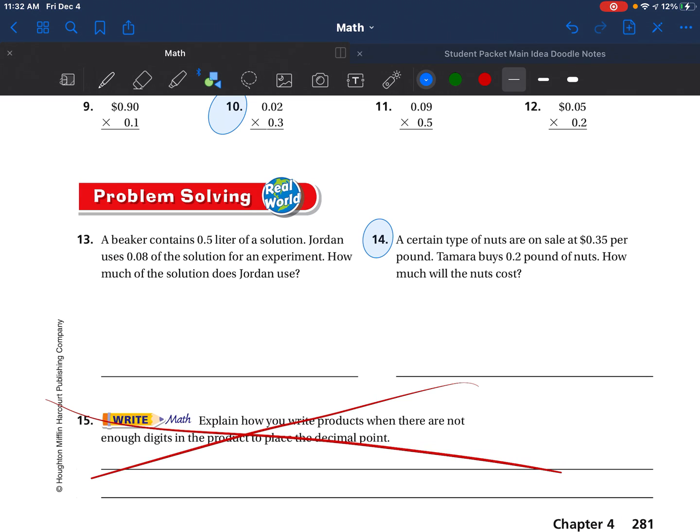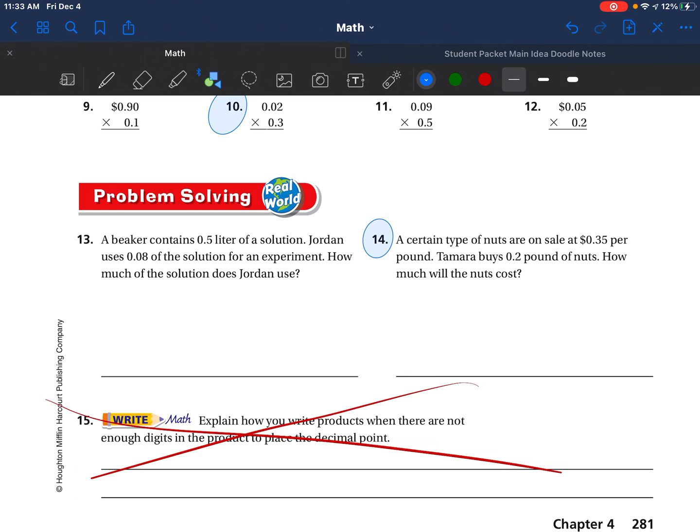It says number 13, a beaker contains 5/10 liter of a solution. Jordan uses 8/100 of the solution for an experiment. How much of the solution does Jordan use? All you have to do is multiply those. I know it seems different than what we are used to. But that is what you are doing.